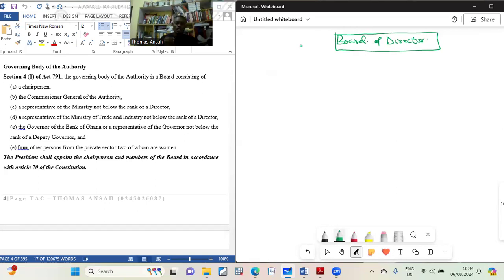Now, there are 9 members on the board. We have the chairman of the board, or the chairperson, because sometimes it can be a woman. Then we have, when you have the chairperson, let me give you the 2 instances why the late Professor Atuahene decided to bring this GRA Act into place.